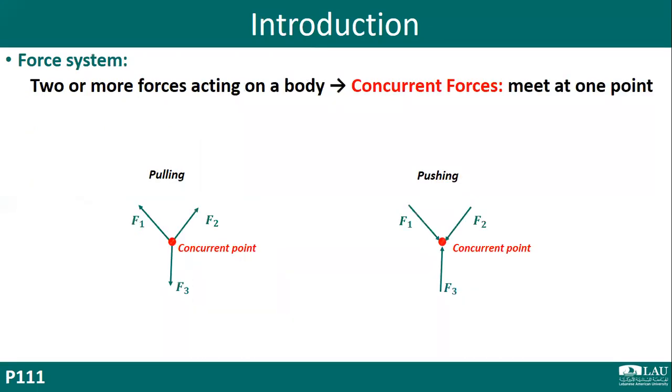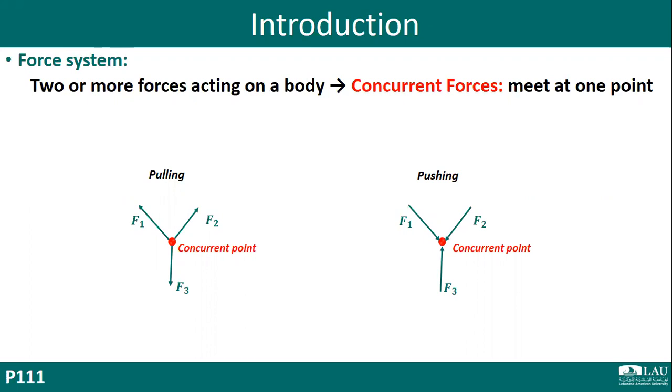When two or more forces act on a body, they are called a system of forces, and the forces meet at one point. Here a system of forces is similar to what we did in lab 4, where we tried to find the net force. Here also we are going to find the summation of forces, but we have a system of forces that meet at one point, the concurrent point in red. So we say we have concurrent forces.